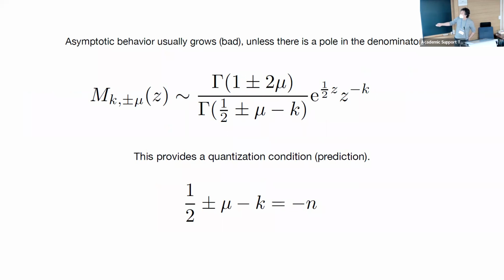And then you can look at how these things behave asymptotically. They grow asymptotically like e to 1/2 Z. So these behave very badly unless there's a pole in the gamma function in the denominator. And that guarantees that it behaves well at infinity. And then this gives you a quantization condition, which is basically that the energy levels of the hydrogen atom that you know, which depend on L and some other quantum number, get analytically continued to the simplest version that you can do of that.